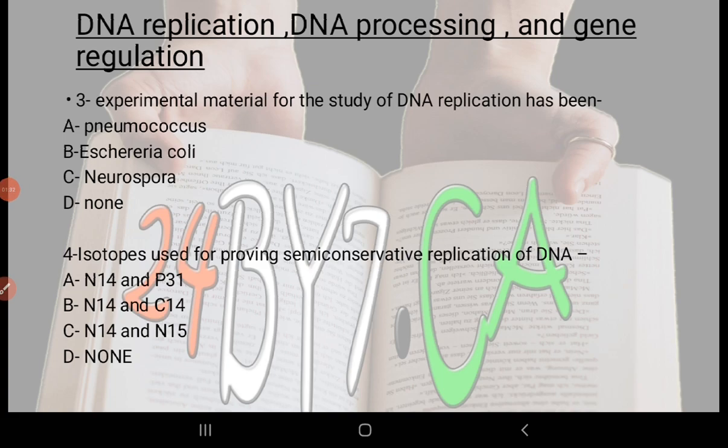Experimental material for the study of DNA replication has been A. Pneumococcus, B. Escherichia coli, C. Neurospora, or D. None. So the right answer is option B, Escherichia coli.